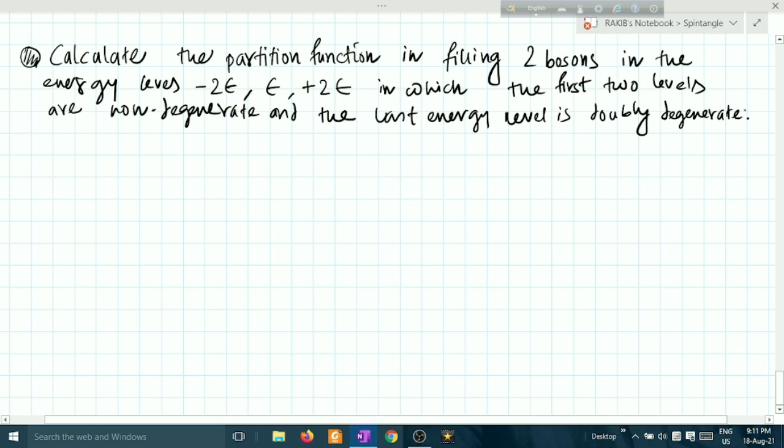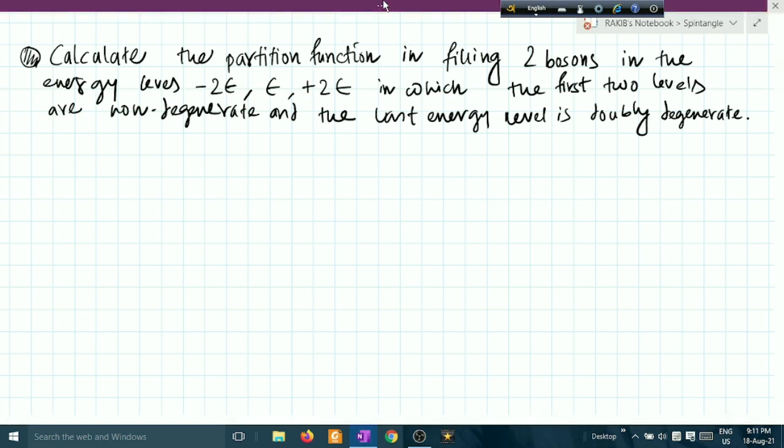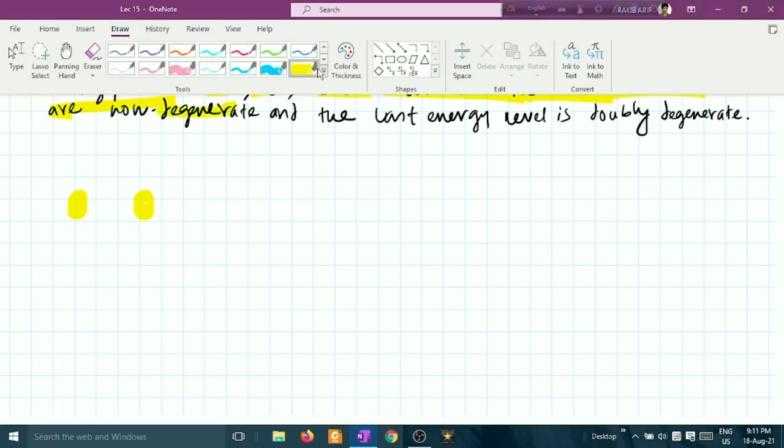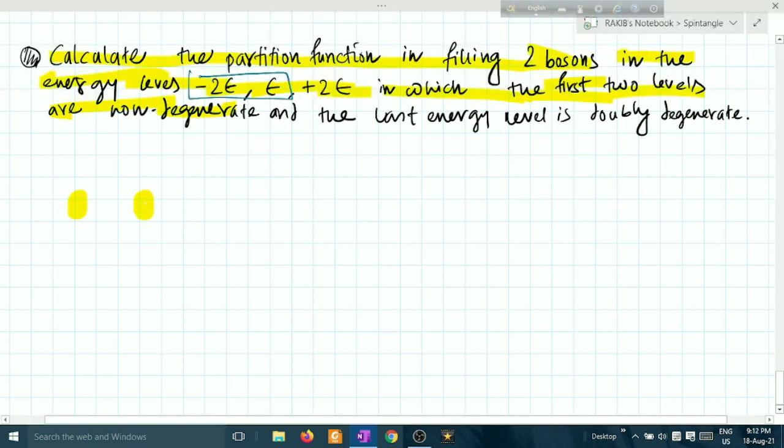Read the question carefully: calculate the partition function in filling two bosons. Say you have two bosons in the energy levels minus 2e, plus e and plus 2e, in which the first two levels are non-degenerate. That means minus 2e and plus e are the two energy levels which are non-degenerate, and the last is degenerate. How much degeneracy? It has degeneracy 2. This means it will split further into 2 states. Okay, this is the question.